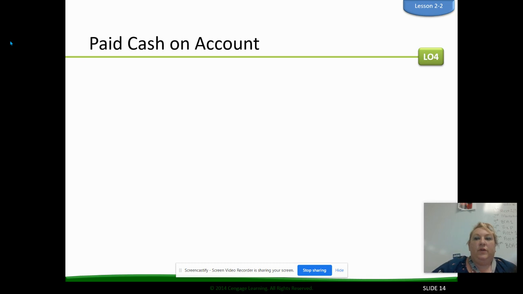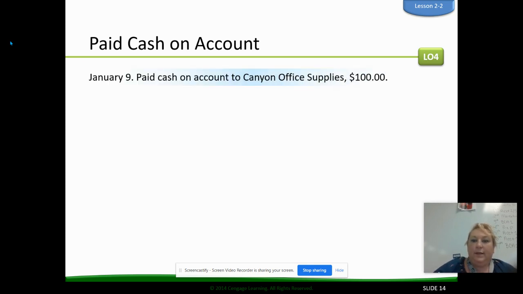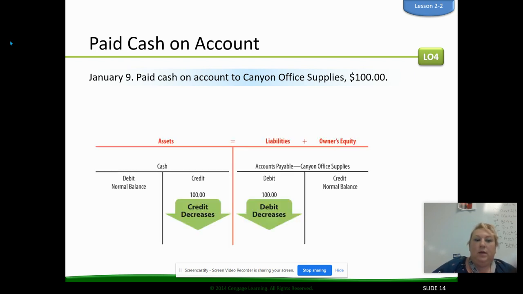Okay. So this transaction is paid cash on account. So remember, I just bought something on account. Now I'm going to pay for it, or at least partially. So I'm going to pay cash on account to Canyon. So I'm going to send them a check for $100 for what I just purchased in the last one. So my cash is going to go down $100, and the amount I owe to Canyon is going down $100. That's why it's on the debit side. So here's my negative equals negative, and my debit equals credit. So as long as I still have that, I'm good.